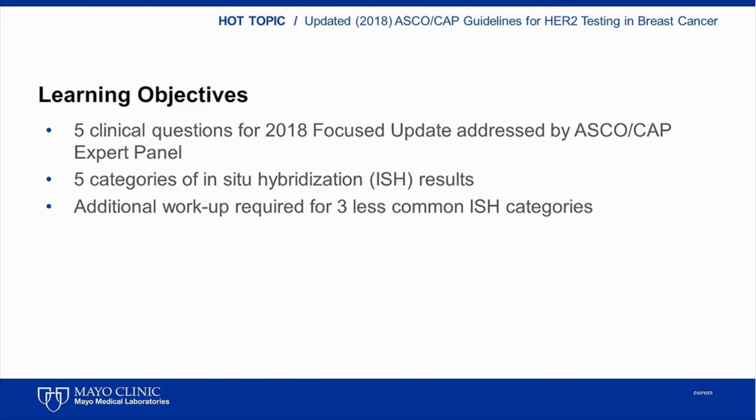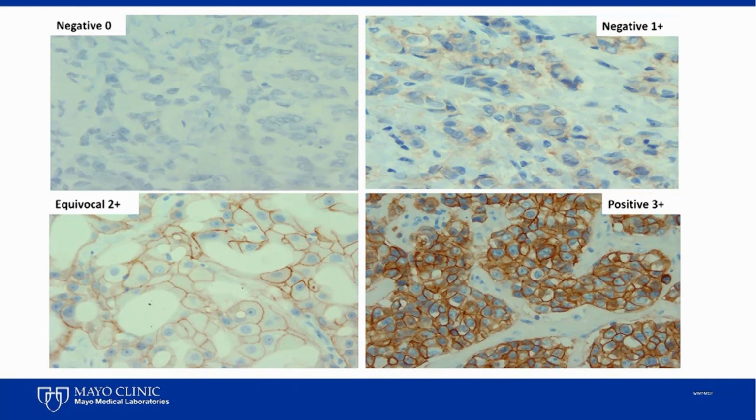Clinical question number 1 was as follows. What is the most appropriate definition for IHC 2+ equivocal? In the 2013 guidelines, the expert panel defined 2+ staining as circumferential membrane staining that is incomplete and or weak, moderate, and within greater than 10% of tumor cells.